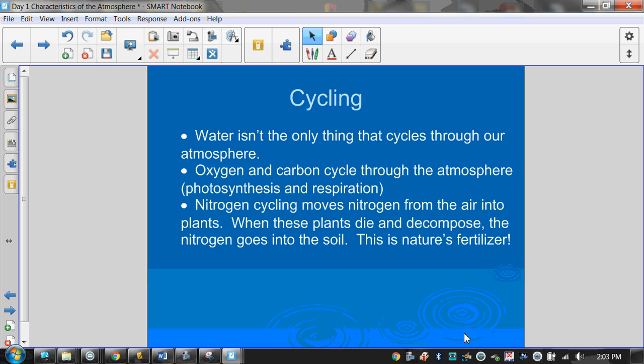When they break down, they do release nitrogen back into the soil. Some of it goes back up into the atmosphere. And so it's cycled through. Nitrogen is an important fertilizer for our plants, so it's really important that our plants can also fix nitrogen out of the atmosphere and not just rely on chemical fertilizers. There's other things also not on this slide. Sulfur cycles through the atmosphere. Phosphorus cycles, but it just doesn't cycle through the atmosphere. Phosphorus cycling happens through the rock cycle.